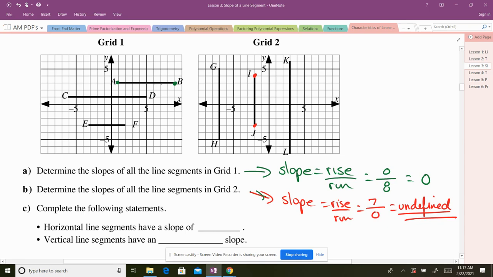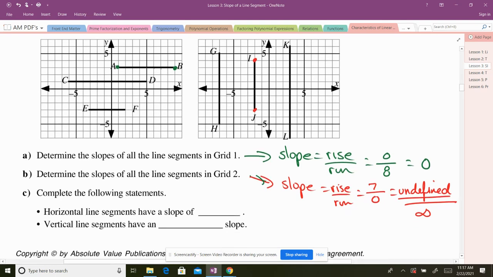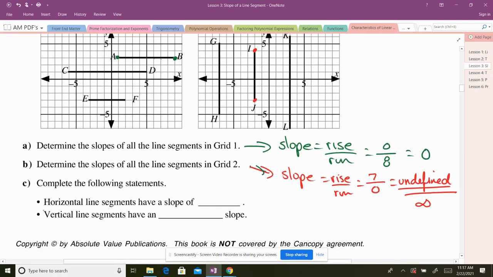Undefined. It is an undefined slope. If you want to get fancy, you could say it is an infinite slope. Slope is infinity. Just say undefined. If you say infinity, you'll get it right, but it's undefined. You can't divide by 0. So, horizontal line segments, flat ones, have a slope of what? Vertical line segments have a slope that is? Yes, undefined. Infinite.